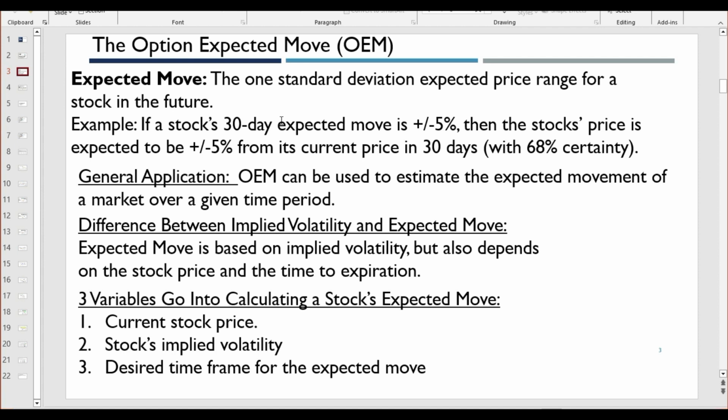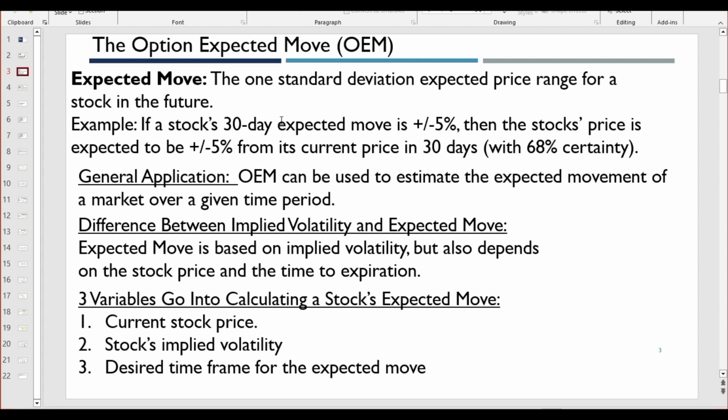So we move on to the concept of option expected move, or OEM, and it's really the one standard deviation expected price range for a stock in the future. For example, if a stock's 30-day expected move is plus or minus 5%, then the stock's price is expected to be within plus or minus 5% of its current price in the next 30 days, giving a 68% certainty using normal descriptive statistics.